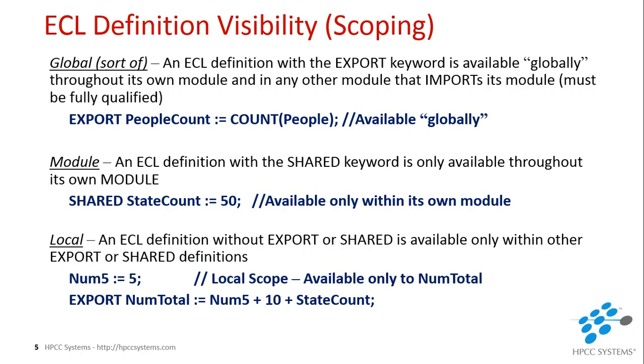Finally, local. It's any ECL definition that is not using the export or shared keyword. And again, it's only available until it encounters the first export or shared definition. So in the example shown here, we have a definition called num5, and num5 can be used in the first export that it encounters, which is the numTotal definition. You see the use of num5 plus 10 plus a state count. Now below that, num5 no longer has scope and can no longer be used.